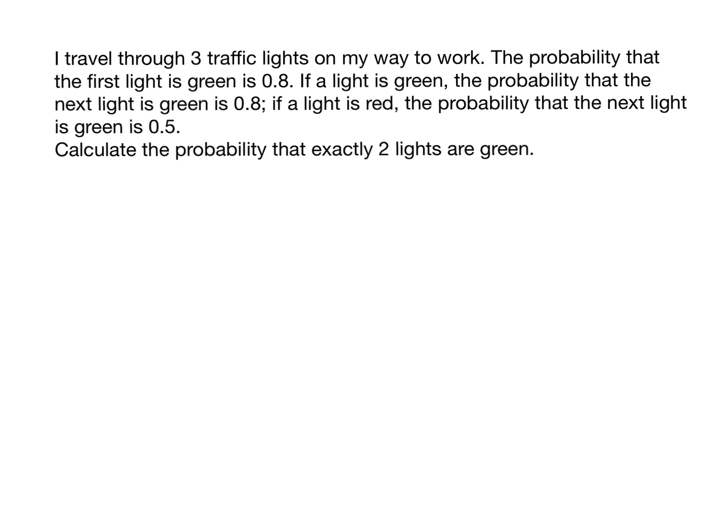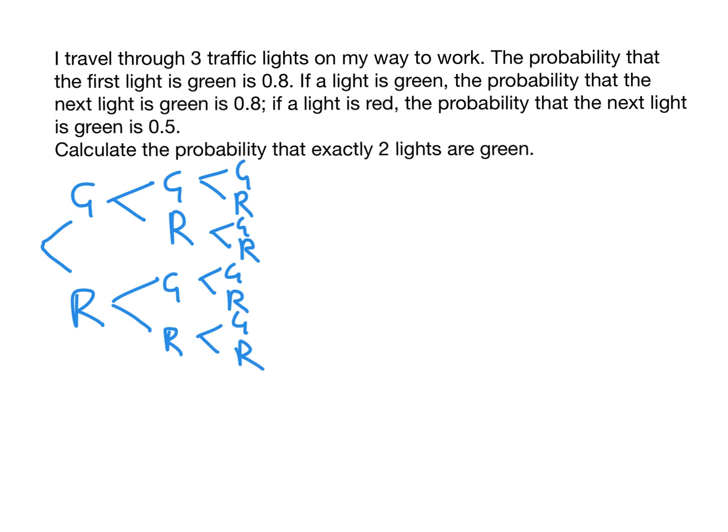So this is a tough question, but first note, we're traveling through 3 traffic lights. So there are 3 events. There are 3 times where there are multiple possible outcomes. Either the light is green or the light is red. So we can turn this into a tree diagram. So the first light can either be green or red, then the next one can be green or red, and so on for 3 lights. So really the only point of a tree diagram or table is to list the possible outcomes. So let's go ahead and do that.